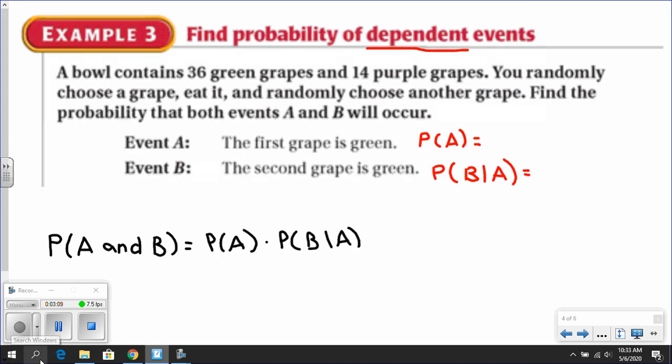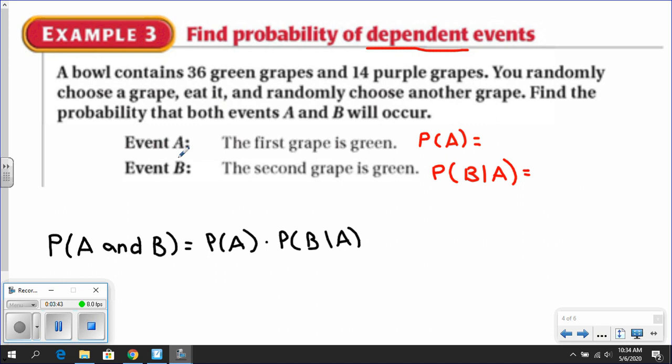Now we're going to move on to dependent events. A bowl contains 36 green grapes and 14 purple grapes. You randomly choose a grape, eat it, and randomly choose another grape. Find the probability that both events A and B will occur. So we see that this is dependent here because we are going to grab a grape, see what color it is, and then eat it. So that means that the probability is going to depend on what the first grape was.